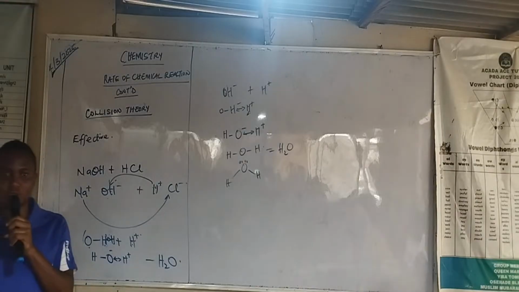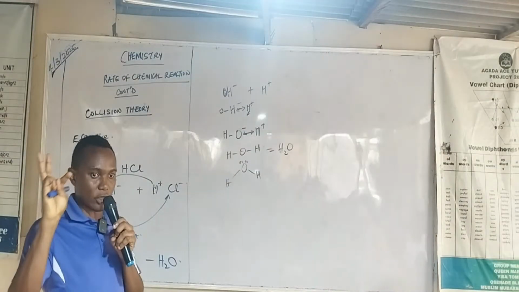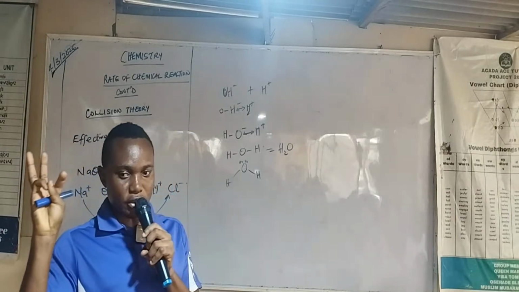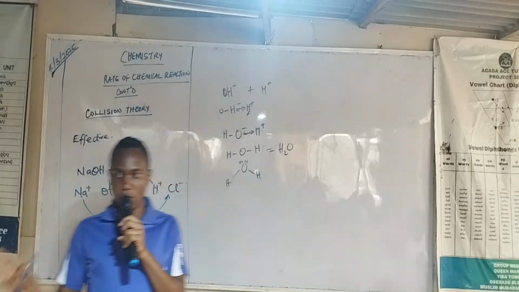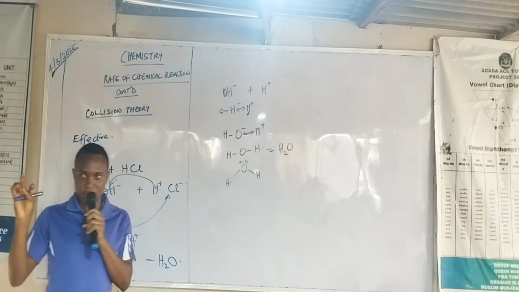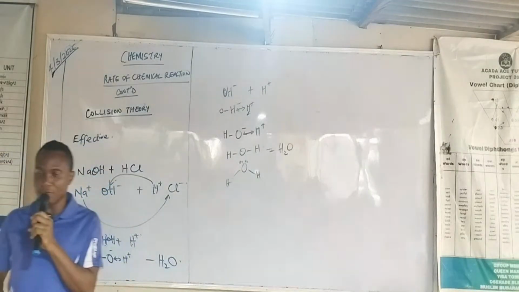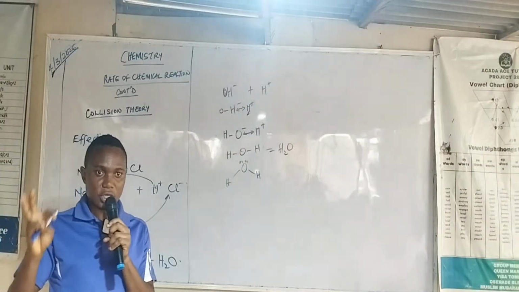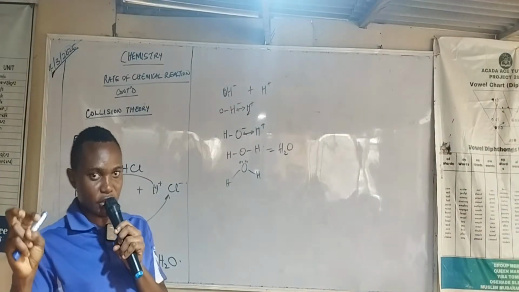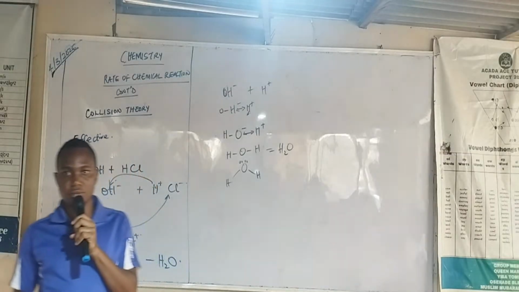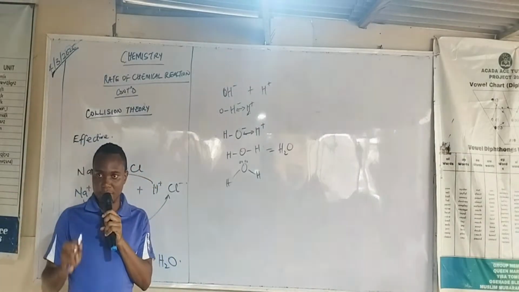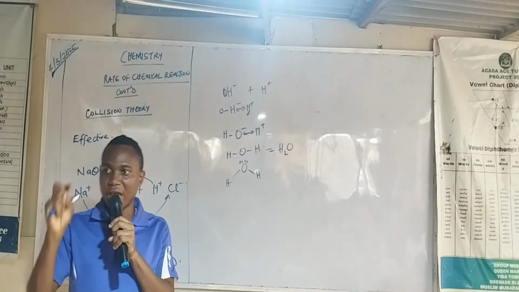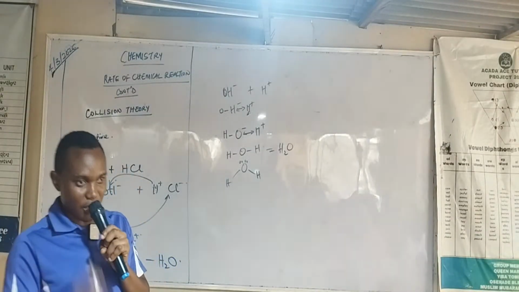Effective collision depends on what? What are the two factors we mentioned the other time? Orientation of particles and what? Activation energy. Effective collision depends on orientation of particles and activation energy.